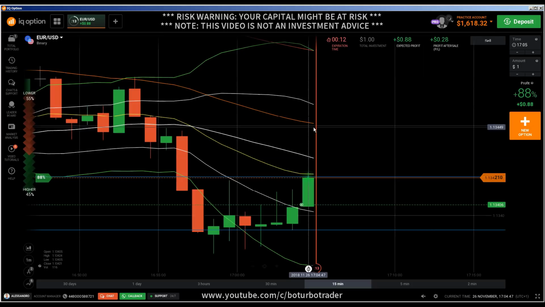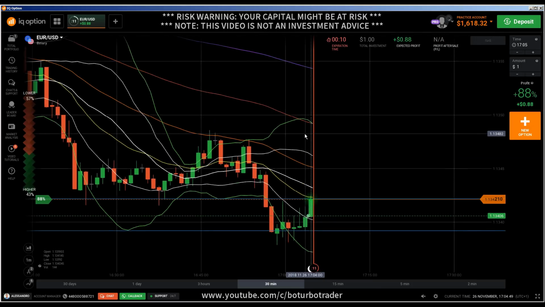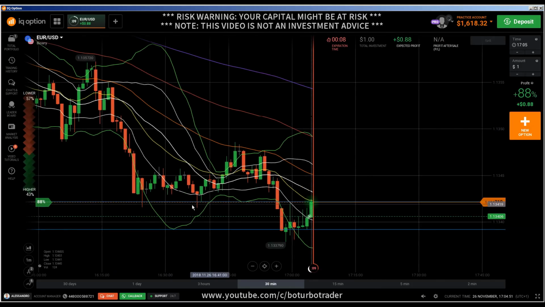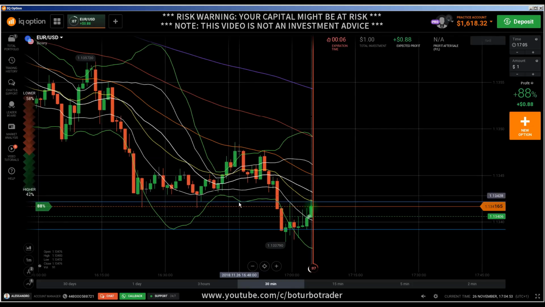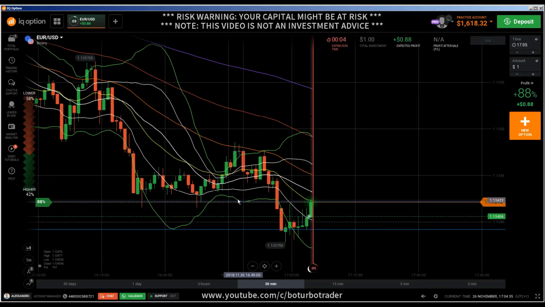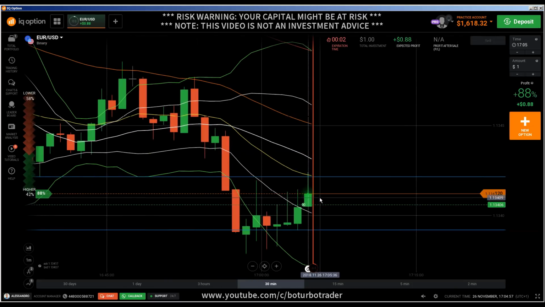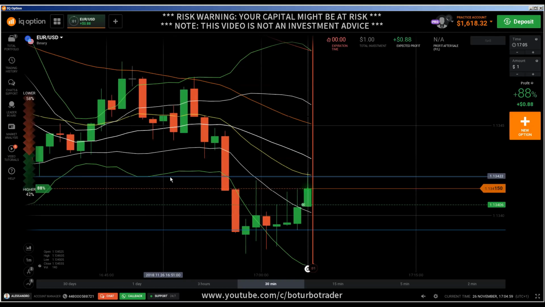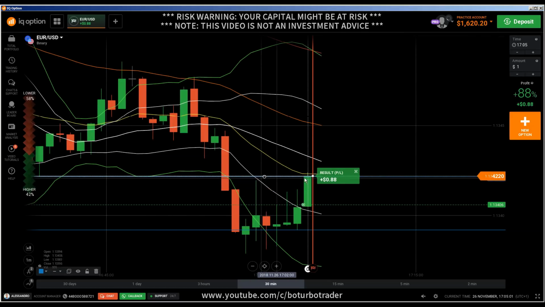And I have drawn this support and resistance based on what? Based on this Bollinger Band here. Yes, the Bollinger Band here showed me this, and you see how strong this area is. It acts really as support and resistance.